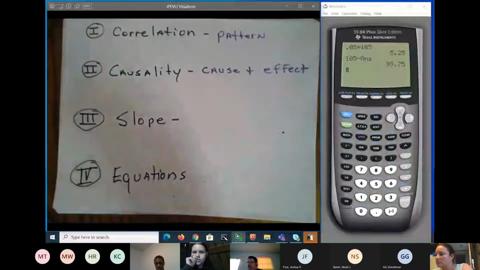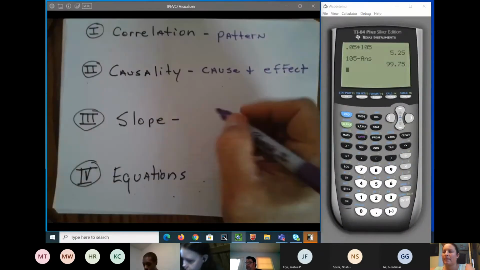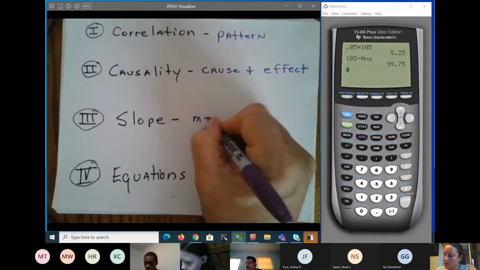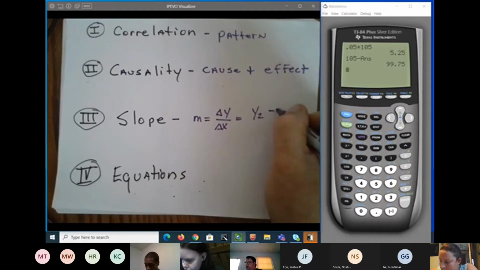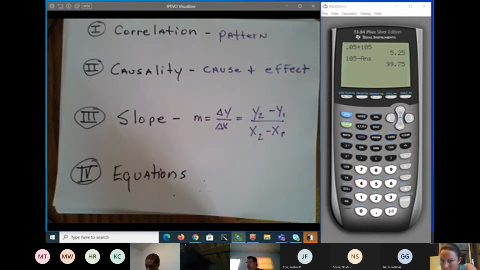Slope. m is equal to delta y over delta x, which is equal to y sub 2 minus y sub 1 over x sub 2 minus x sub 1. Now, all of you have had algebra before, and y'all know how to do the slope, and we will do that today.